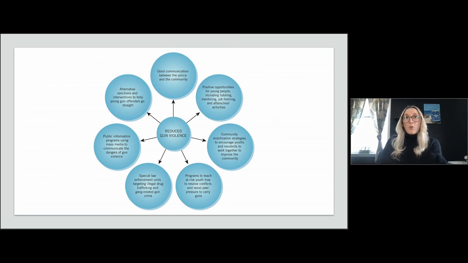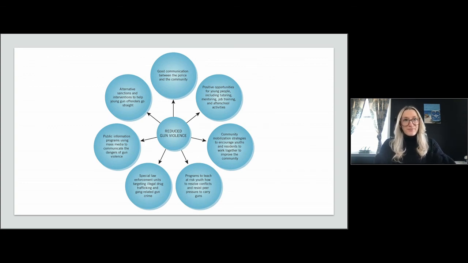Next, looking at public information programs, so using mass media, using social media to inform the public of not only what's happening and the current trends and how many guns are currently on the street, but just communicating the dangers of gun violence and, more importantly, gun safety. Inform them, if they legally possess firearms, to keep them out of the hands of their children, keep them locked up. And then finally here we have alternative sanctions and interventions to help young gun offenders go straight. So just looking at new and emerging programs and alternative ways other than telling them don't carry a gun.